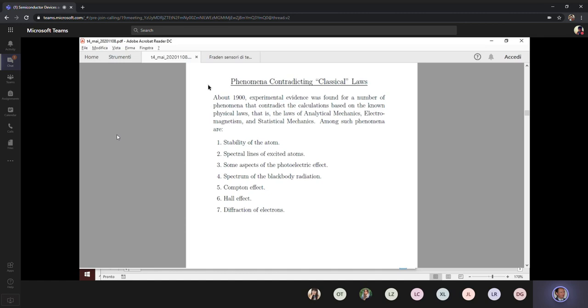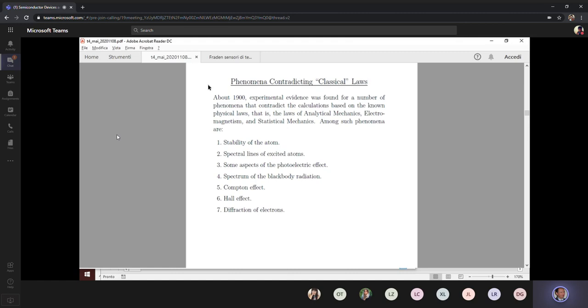Assume that the atom is really described by the planetary model. The planetary model, in the simplest form, is that of one electron orbiting with a circular orbit around the nucleus. And you remember there is a centripetal acceleration. So the electron along the orbit is accelerated because, of course, it is attracted by the nucleus.